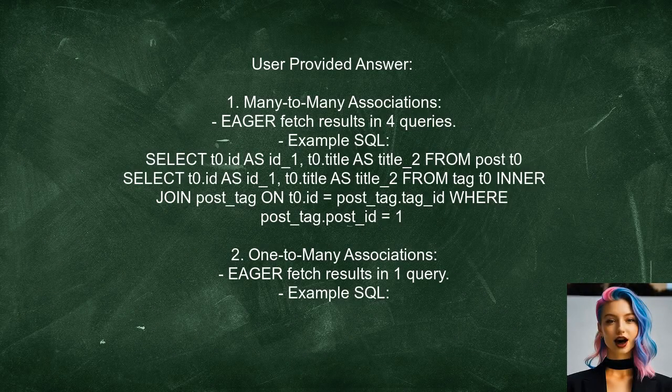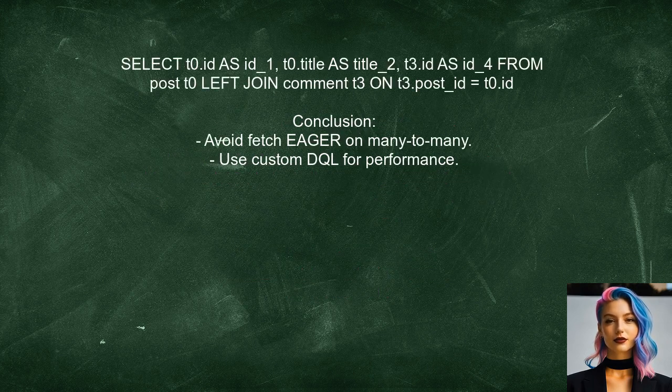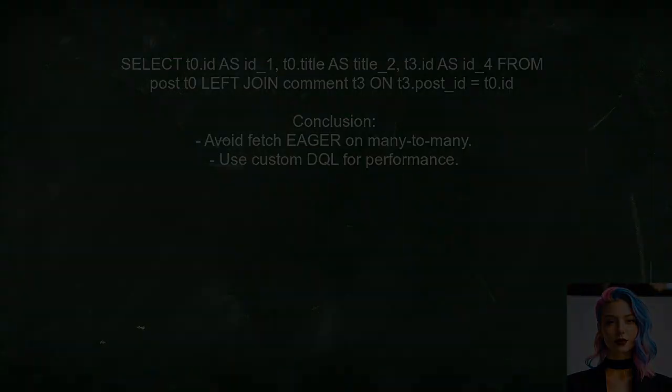This user explains that with many-to-many associations, using fetch eager does not reduce the number of queries. For example, accessing 3 post objects with a many-to-many association to tags results in 4 queries, regardless of whether fetch is set to eager or lazy. In contrast, for one-to-many associations, fetch eager can significantly reduce queries, resulting in just 1 query instead of 4. The user concludes that fetch eager should not be used with many-to-many associations, as it can slow down performance, and suggests using custom DQL queries to reduce queries in such cases.